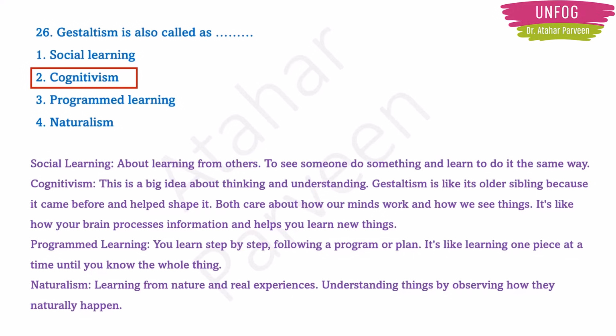Then what about programmed learning? It is the way we learn things step by step by following one plan or one program. It's like learning one piece at a time until we know the whole thing, then again learning the next piece. Okay, that is programmed learning. The remaining one is naturalism. It is like we are learning from nature and our real experiences. We are understanding things by observing how they naturally happen, and then we are learning from those understandings and experiences.